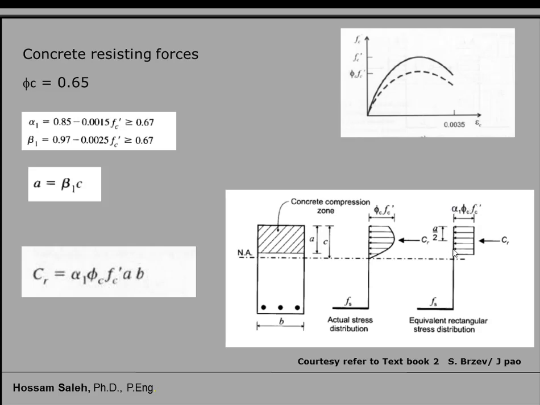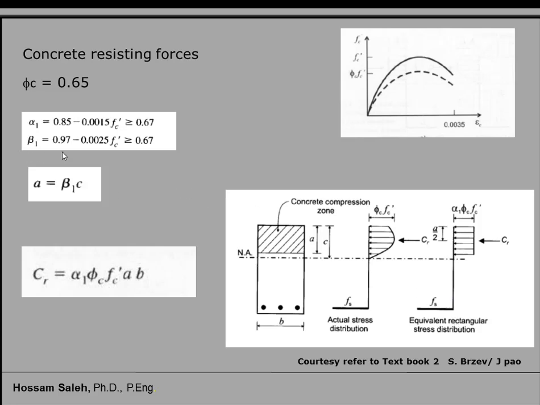Now what is the depth of the stress block? If you can see here, the depth of the stresses was c. Now to get the equivalent force here, which will have the CR equal to CR, we reduce the depth from C to be A. This one is A. So how do we do that? We introduce a factor called beta 1. This factor beta 1, when I multiply it by C, gives me the depth of the compression zone in the equivalent stress block.